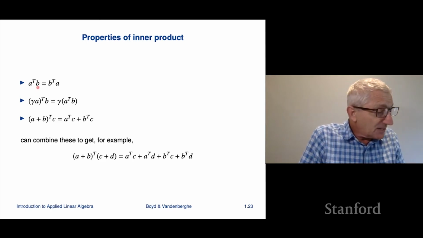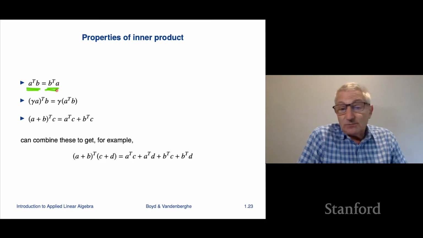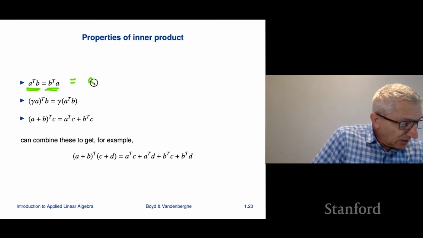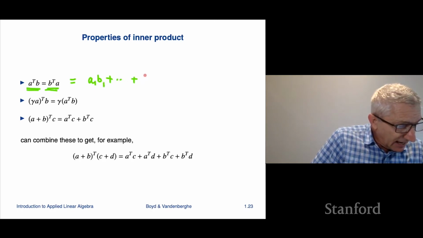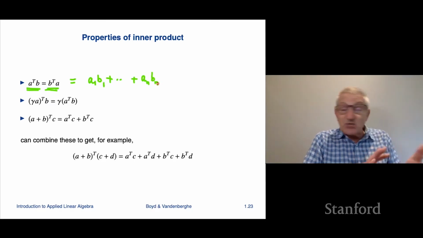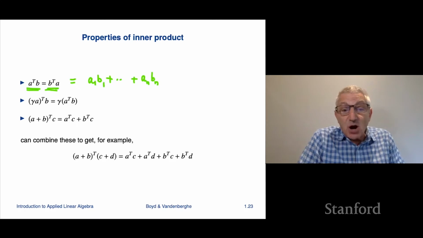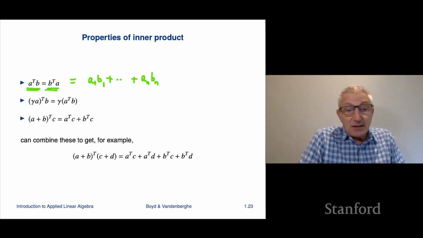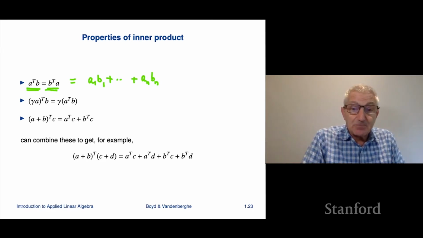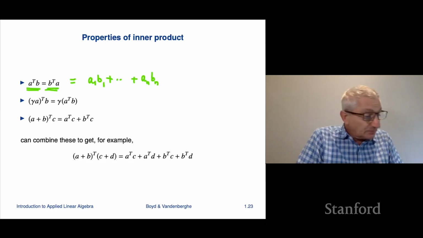Okay? So the first one says that the inner product of A and B is the same as the inner product of B and A. Well, that's clear because both of these are equal to A1 B1 plus ... AN BN, okay? Now, if I switch the order of B and A, then I'm just taking the products. Instead of A1 B1, you're going to see B1 A1. That's the same because if you multiply 2 numbers in either order, you're going to get the same thing. So this is the same.